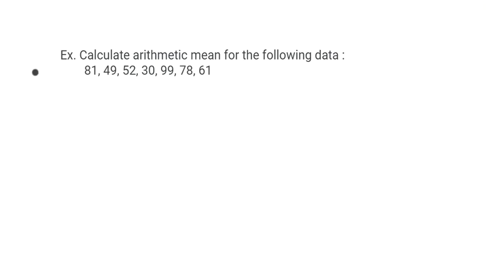So let's solve an example for individual data or ungrouped data. This is the individual type of observations or ungrouped data, that is, frequencies are not associated with any values. These are isolated values. Therefore, we call them individual observations or ungrouped data. Let's calculate arithmetic mean for this data.